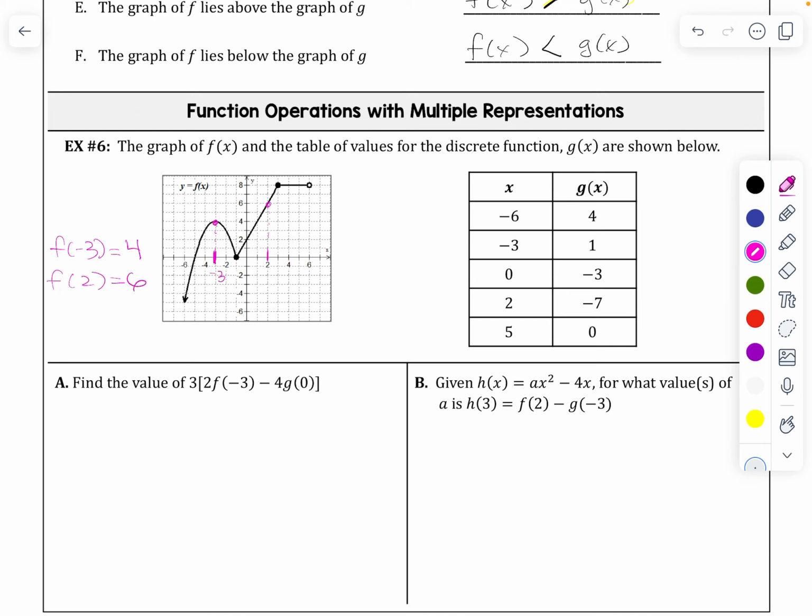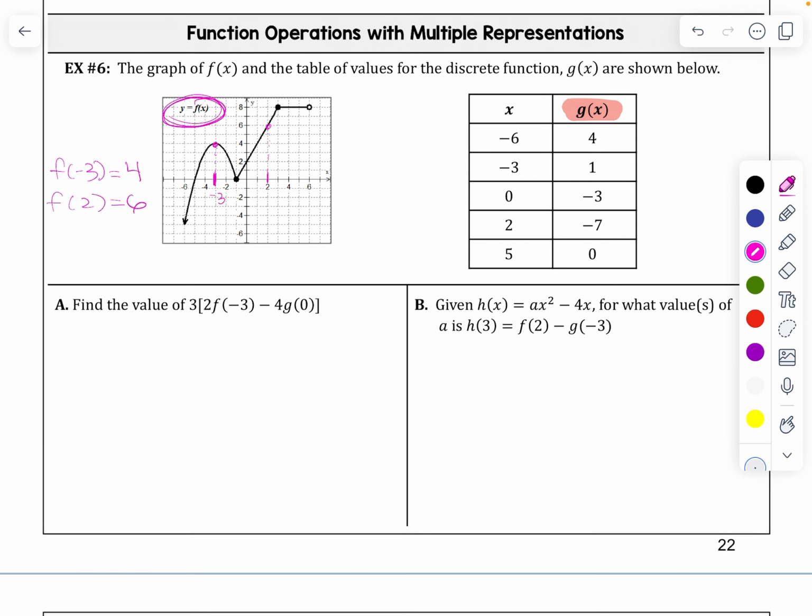Okay, and this is y equals f of x, graphically. The other chart that they're giving me is x and g of x. So this is a different function. These charts are not the same function. They're representing two different functions. So it's telling me, hey, when x is -6, we get g of x is 4. When x is 0, we get -3, and so on. So let's look at how we can use these two representations of the functions f and g to solve.